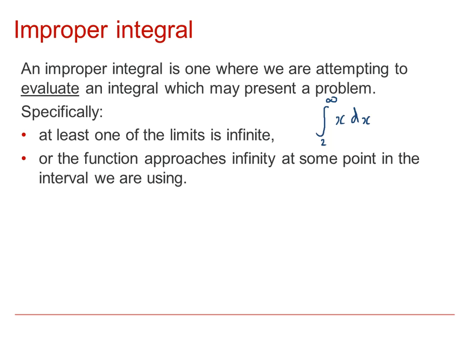Or the function approaches infinity at some point in the interval. So an example that might be 1 over x dx evaluated from -1 up to 1, where 1 over x approaches infinity as x approaches 0. This video will look at how we approach the first of these types, the ones where one of the limits is infinity.